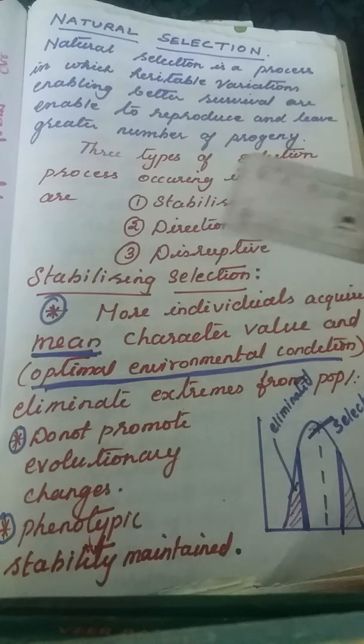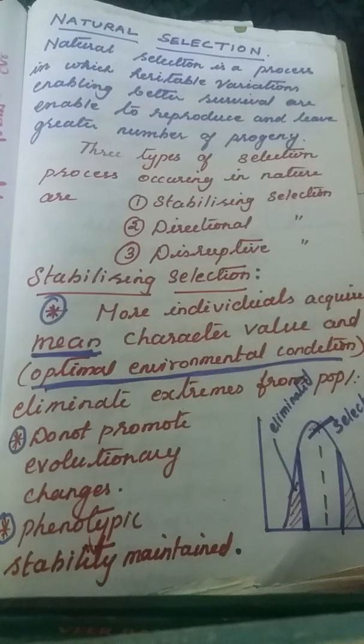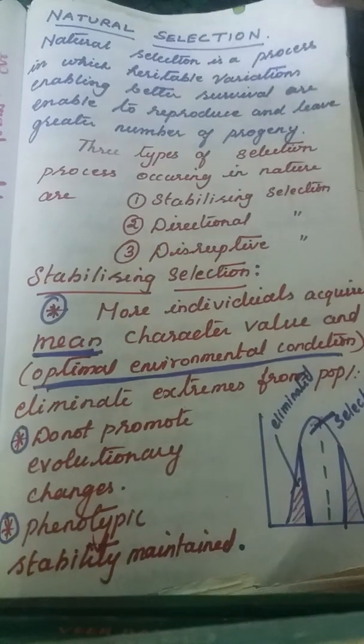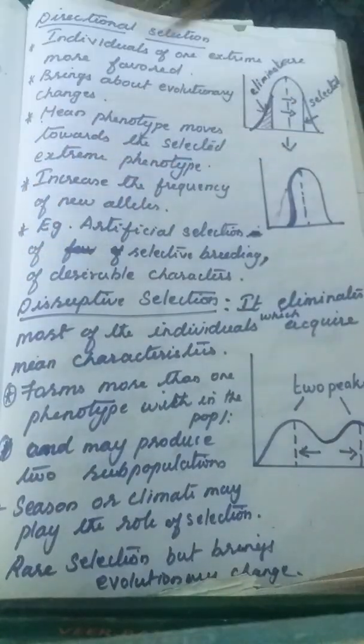It does not promote evolutionary changes, and phenotypic stability is maintained. A particular phenotype will be maintained, so a stabilized state will be there in this type of selection. Let us see the next one, directional selection.